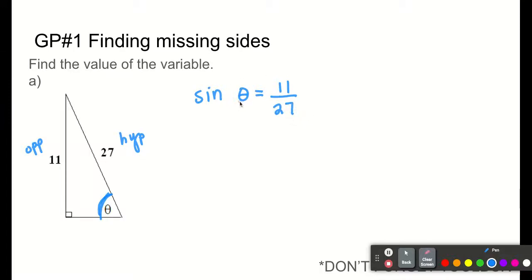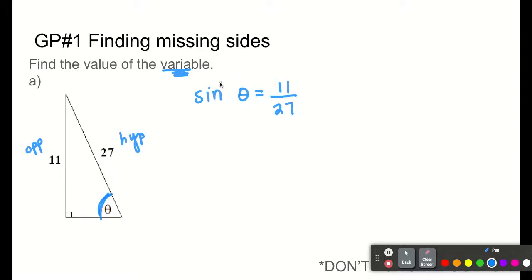Now theta is what we are looking for. Theta is our variable here. And so in order for us to get theta by itself, we have to get rid of this sine function. So we have to use the inverse of sine to undo this.